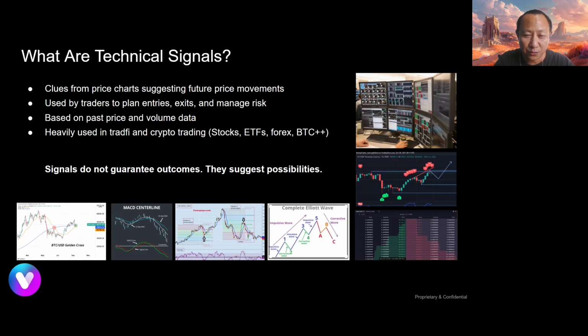And these are solely based on past price and sometimes volume data, and it's heavily used in TradFi and crypto trading. For example, trading stocks, ETFs, forex, and of course your favorite crypto like BTC. Right? These technical signals do not guarantee outcomes. They only suggest possibilities. Right? But it is these possibilities that hint towards a potential trade that a trader can take.